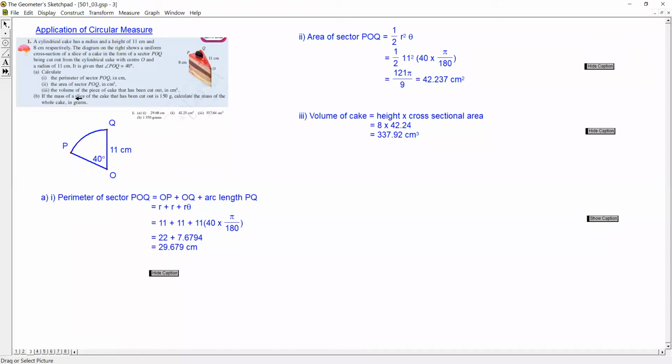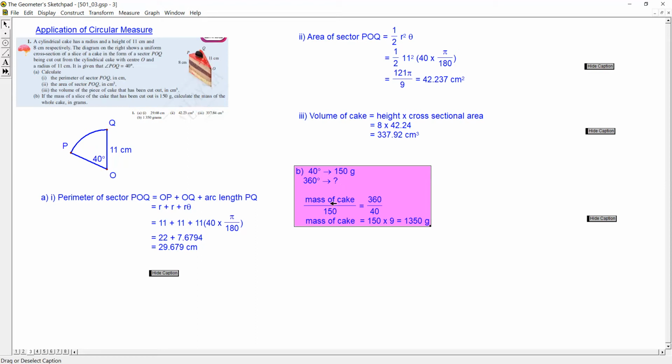Last one. If the mass of the cake is 150 gram, calculate the mass of the whole cake in grams. Okay, right. Now, this 40 degrees is 150 grams. So we want the whole cake. The whole cake is how many degrees? 360 degrees. So we use ratio. Just like your chemistry, when you want to calculate the molecular weight and the weight in grams, something like this. You have to relate it.